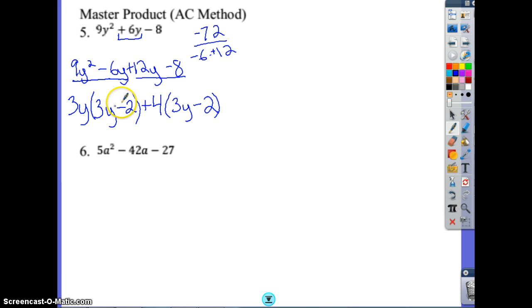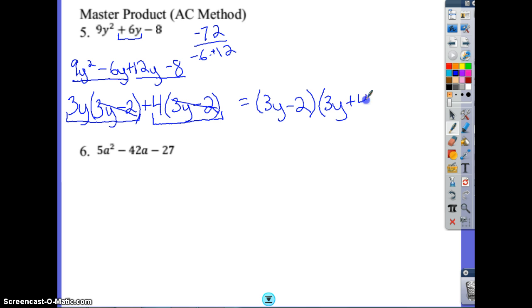And what you should notice is that your two parentheses come out to be the same. Remember, at this point, the reason that we can do our next step is that this term here is one term in the problem, and this is one term, and they have a greatest common factor. Each of those terms has a 3y minus 2 that we can factor out, and if you factor it out, you have a 3y left, and if you factor it out here, you have a plus 4 left. And this is my factorization by the master product method in this case.